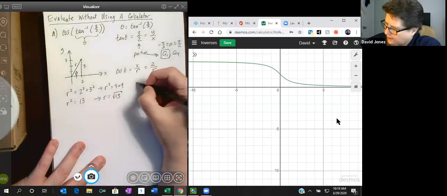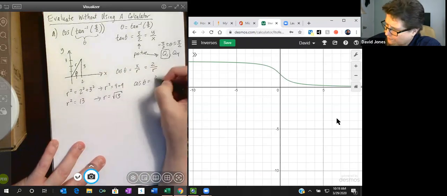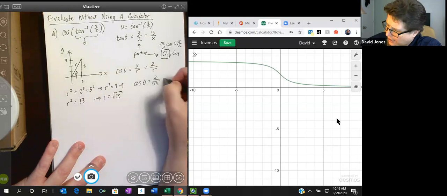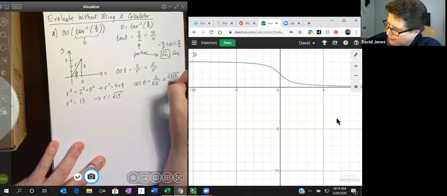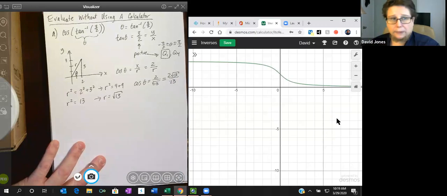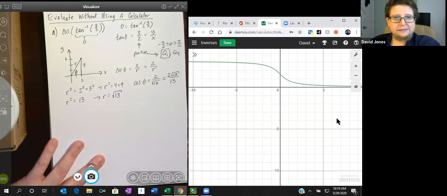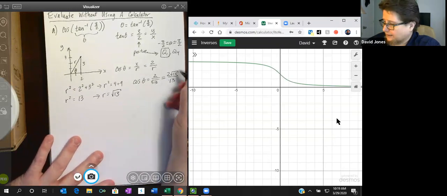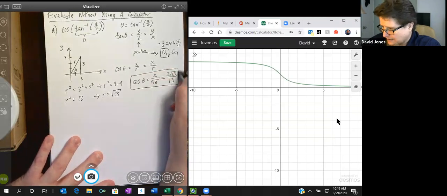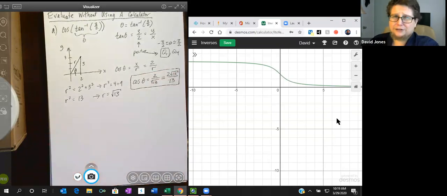So cosine theta equals 2 over root 13. And if we want to be proper, we'll move the radical to the top by multiplying top and bottom by it. I think that's kind of neat. It's a really useful skill in calculus when you get there. Being able to do these pictures and switch these inverses and figure out what's going on, draw the picture of what's going on.